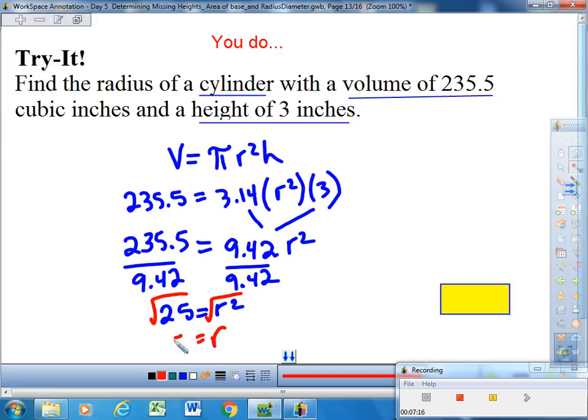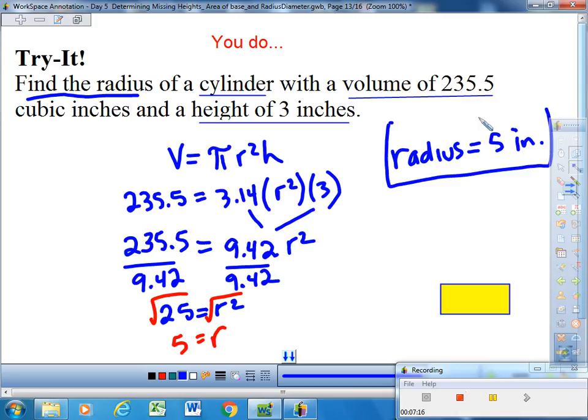R equals 5. So what are we asked to find? Find the radius. So the radius equals 5, and it's inches. There's your answer. Hopefully you got that right.